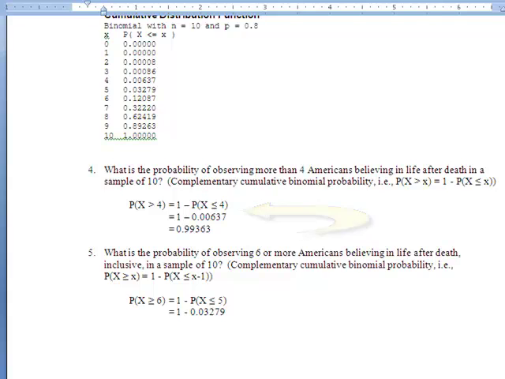So let's look at the next problem. What is the probability of observing 6 or more Americans believing in life after death? In other words, our distribution has to include 6. So I want 6, 7, 8, 9, and 10. So I'm going to take the whole distribution and subtract off of that 5, 4, 3, 2, and 1 to get my answer.